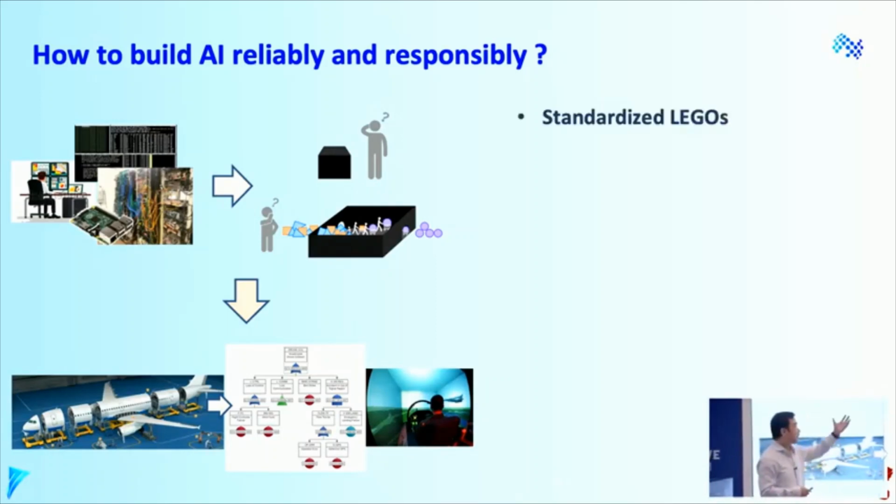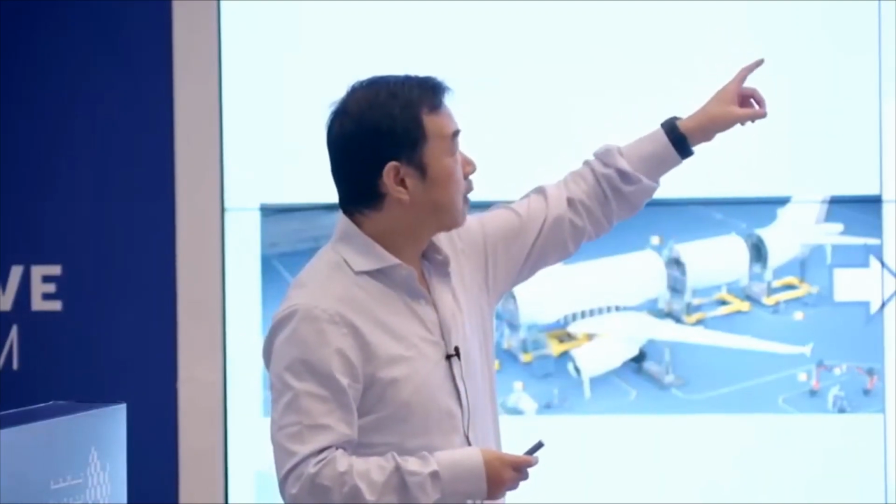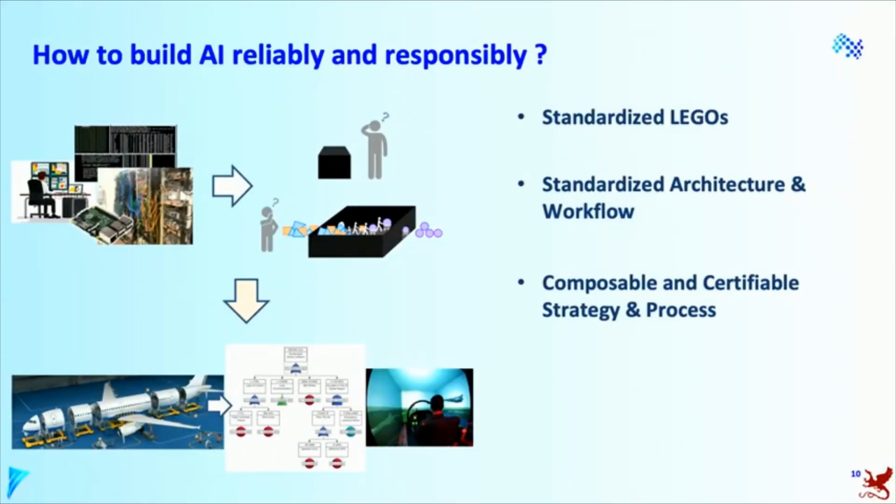And to that, the topics that we are going to touch upon today are standardizing the parts, using Lego-like modules and components, and standardizing the architecture and the workflow. How do you place workers, skills and equipment in a strategic way so that they can be used and reused for producing different products? That definitely becomes an interesting topic. And then, of course, you need to make the whole thing composable and certifiable, both at the level of Lego parts and workflows, but also strategy and the process. The priority, the sequence, the timing, everything basically becomes an open technical problem.